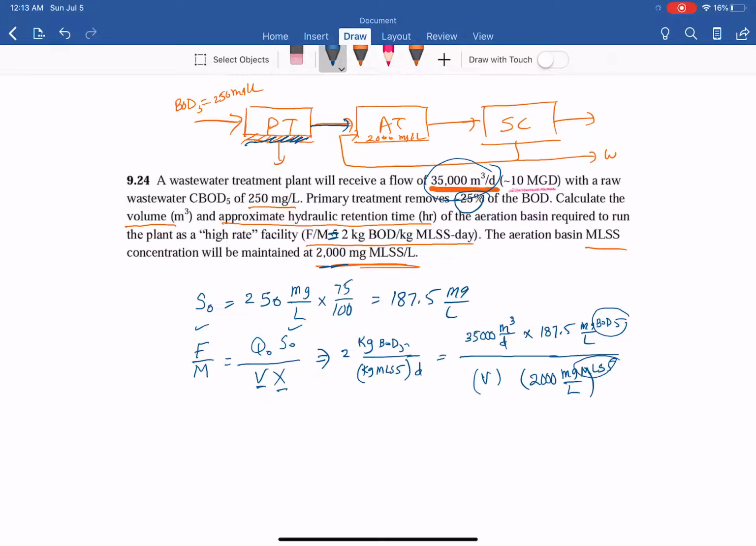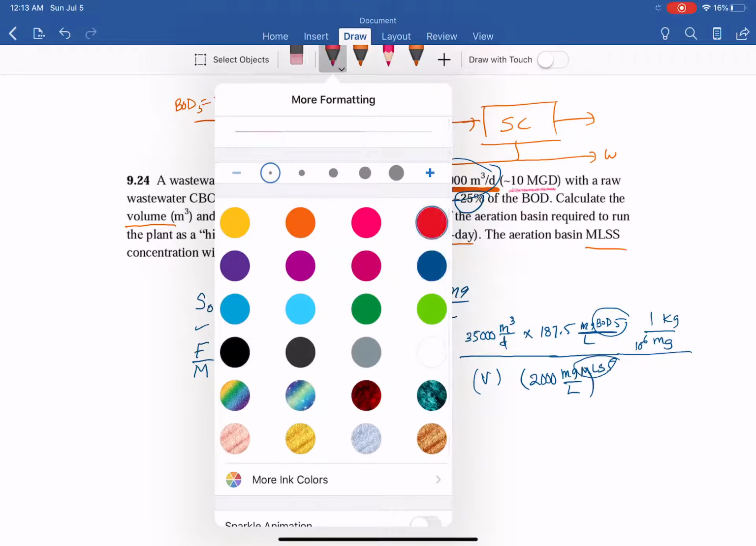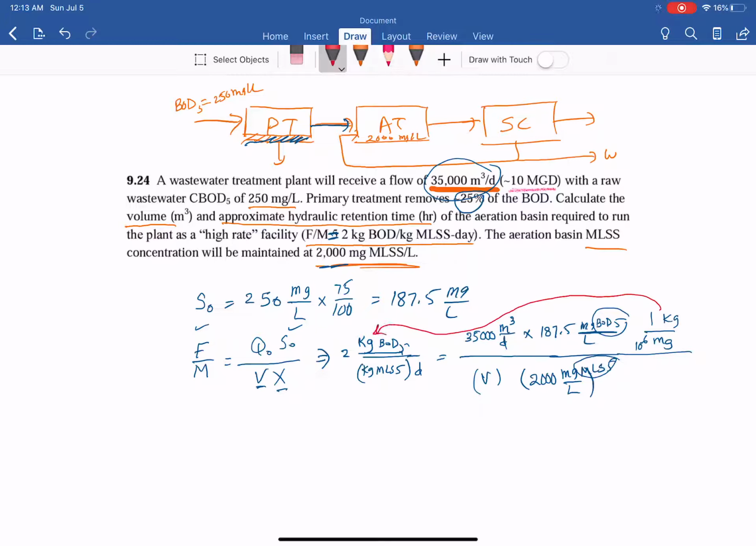You can see on the other side that it is kilograms BOD5, and here milligrams BOD5. So you have to convert the milligrams at the top to kilograms. 1 kilogram is equal to 10 to the 6 milligrams. Likewise, here you have kilograms MLSS, so you convert milligrams to kilograms with 10 to the 6. Now we have kilogram with kilogram MLSS. Day and day, you don't have to change. Liter goes with liter, and you end up with cubic meters. So the answer is like this.